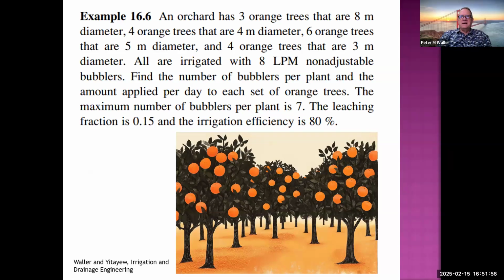Okay, so in this case, I have an orchard with many different sized trees, but no adjustable bubblers. Instead, we have to vary the number of bubblers under the trees. So we have 8-meter diameter trees, 4-meter diameter trees, 5-meter diameter trees, and 3-meter diameter trees. So we can just put different numbers of bubblers under the different trees. We're going to say the maximum number of bubblers per plant is 7. And actually, it says the leaching fraction is 0.15 and the efficiency is 80%. We're not going to worry about that here.